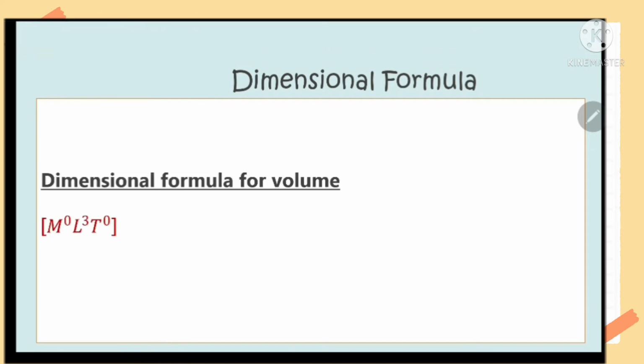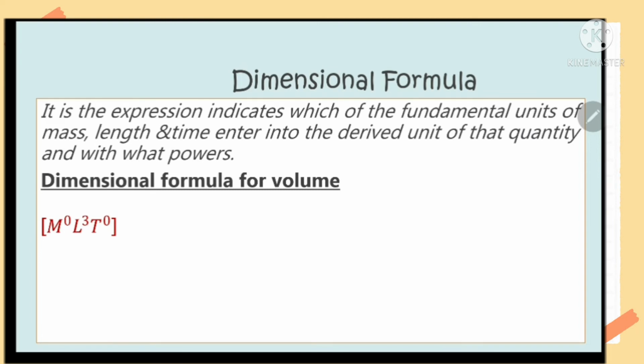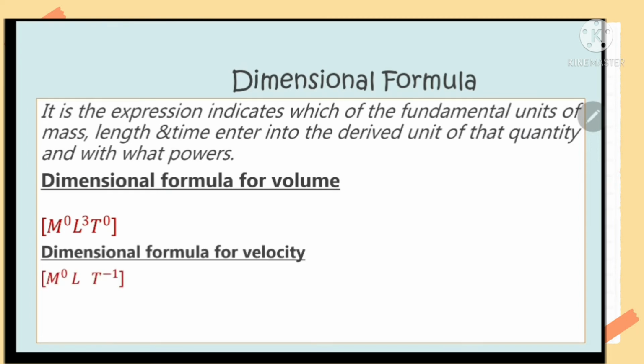For example, for volume, we know it's L cube, but in terms of M, L and T, we will represent M raised to 0. No mass term comes when we measure volume. We need not measure mass. Time is also not required. Only it is length into breadth into height. So L cube. Same way, dimensional formula for velocity: mass term is 0, length is there, L, T raised to minus 1.